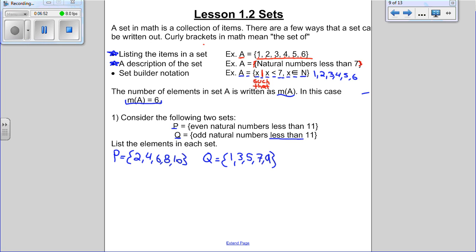How many things are in set P? 5. We would write that the number of things in P is 5. That's what this would mean right here. The number of members in set P equals 5. Do the same thing for Q. The number of things in set Q is 5.